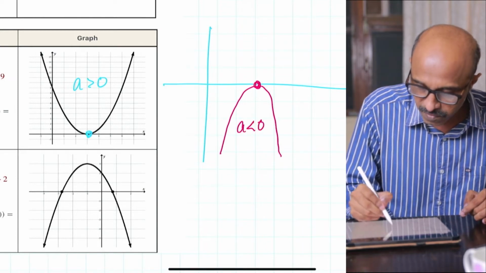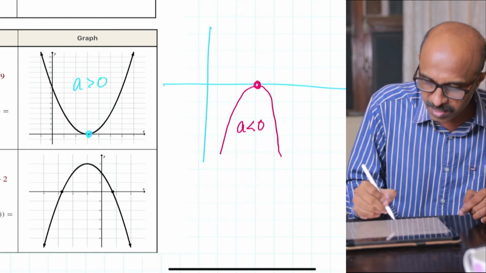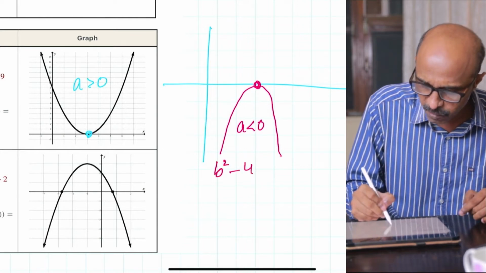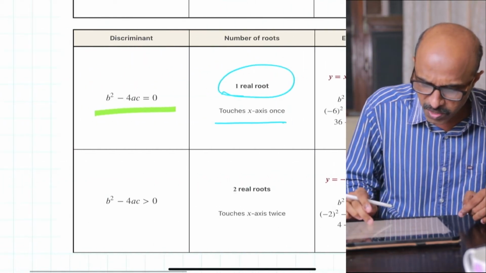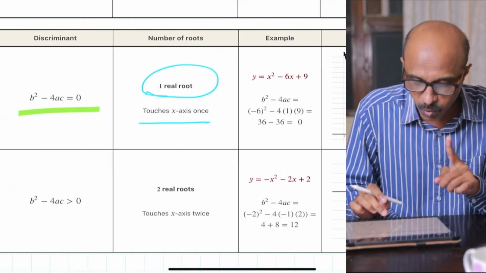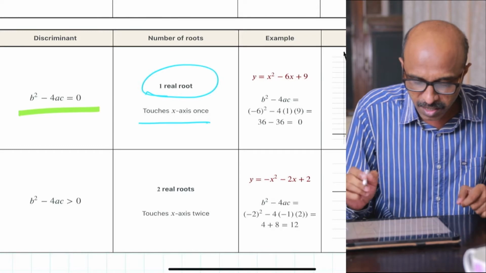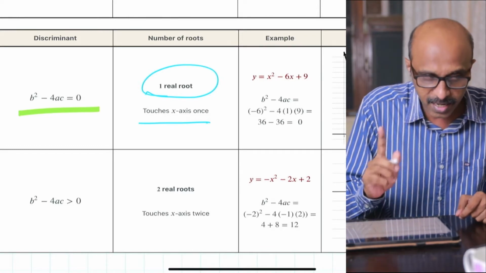This is the case when a is negative. So for both of these, we have seen that b squared minus 4ac is going to be equal to 0. All right, so b squared minus 4ac equal to 0 means there's one real root. Just one real root means that it touches the x-axis in exactly 1 point.